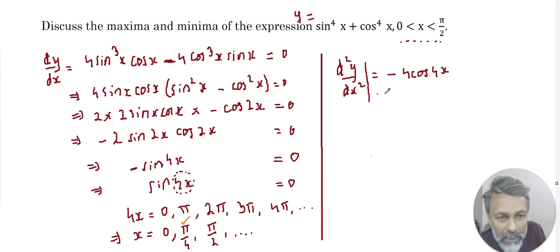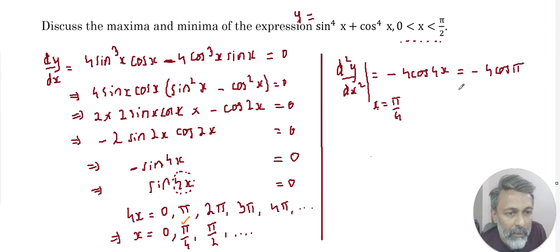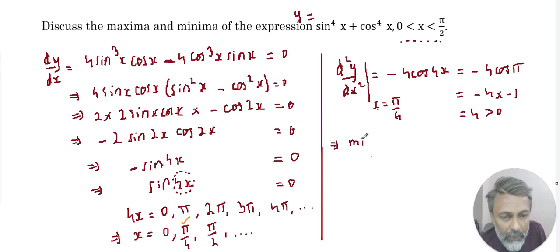Let us substitute pi by 4 here. So at x is equal to pi by 4, therefore 4x will become pi. 4x cross multiply is pi, so this is minus 4 cos pi. But cos pi is minus 1. So minus 4 into minus 1 is 4. So the second derivative is greater than 0, which implies minima at x is equal to pi by 4.